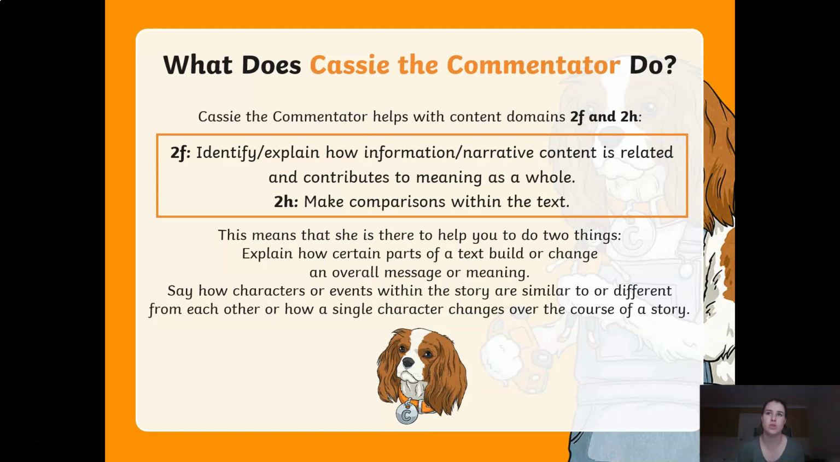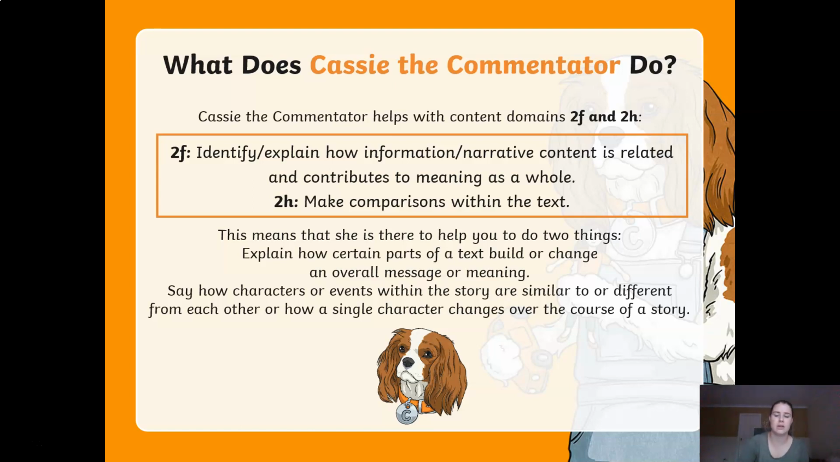So that tends to be your 2 mark questions where you make a point and then you find some evidence to explain it. When we look for making comparisons within text, that's looking at how characters or events within a story are similar or maybe even different from each other, and looking at how one individual character or event can change the course of the story. Okay, that tends to be some of the questions you find closer towards the end of the test papers.